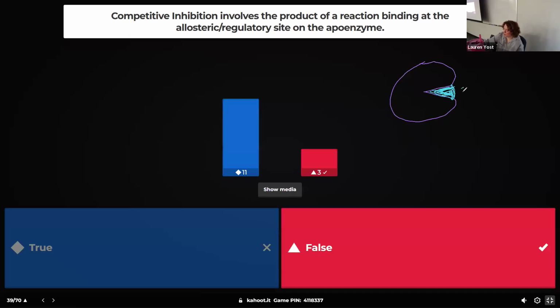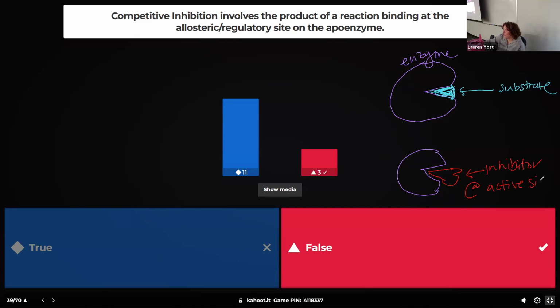If this is normally how this works, the blue would be the substrate, right? And the purple would be the enzyme. If you have an inhibitor that binds where the substrate binds, an inhibitor that looks like the substrate but isn't quite the same thing, this site where the substrate binds, what's the name of that site? Active site. Is that the same word as allosteric or regulatory site? No, it's not. They're not the same.